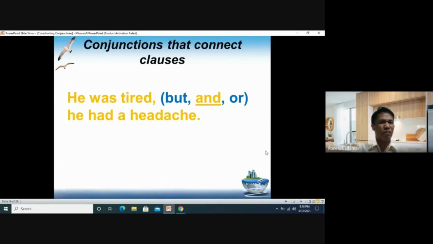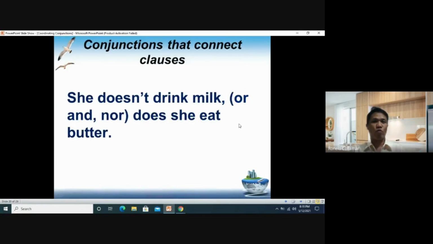Okay. Because we cannot combine it right away by saying he was tired and headache. No, we cannot say that one because you are referring to him, for example, as headache. No, it's a no, no, no in English language because here we combine clauses. The first clause, he was tired, is combined to another clause, he had a headache. All right. I hope that is clear. What about the next one we have here? She doesn't drink milk. The choices are or, and, nor.